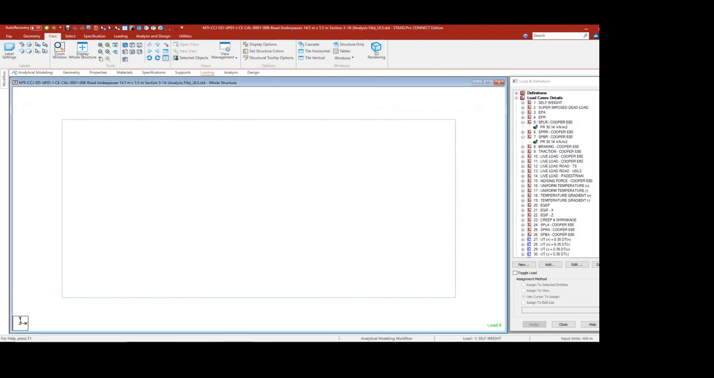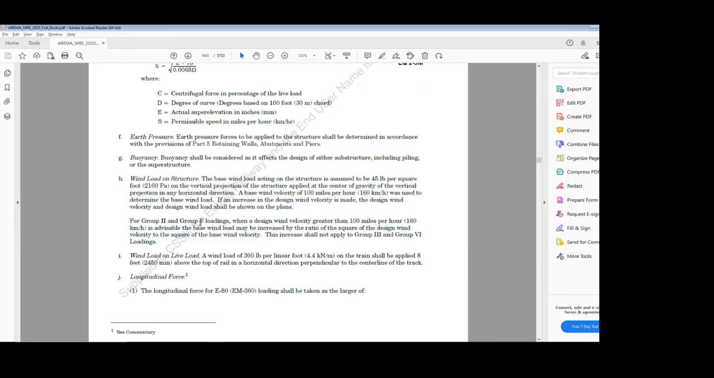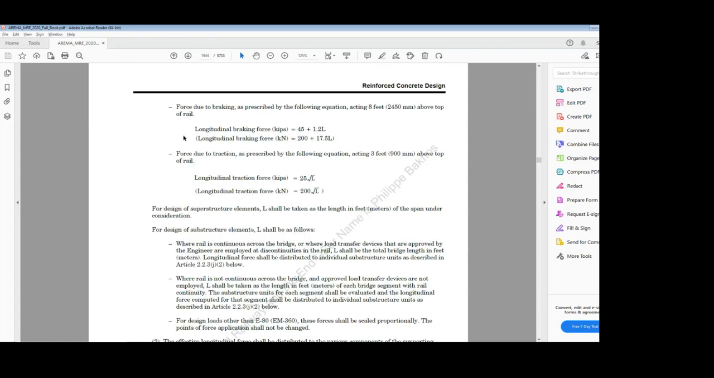Okay, this is given in here. This longitudinal force is nothing but the force due to starting or stoppage of a train. Okay, this is the traction or braking load. The equation for this load is given. This one is for kips, this is for kilonewton, and where it should be applied is also given here: 2.45 meters above the top of rail.